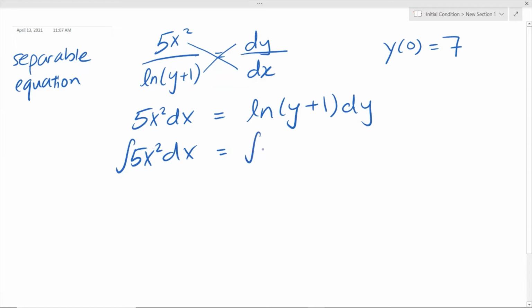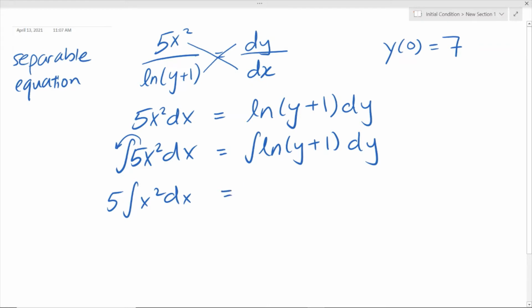So integrating both sides. And we're going to work on each side separately. So here we have a 5, we can bring this outside. So this would just be 5 times the integral of x squared. And then here, to integrate this part, we can use a substitution.